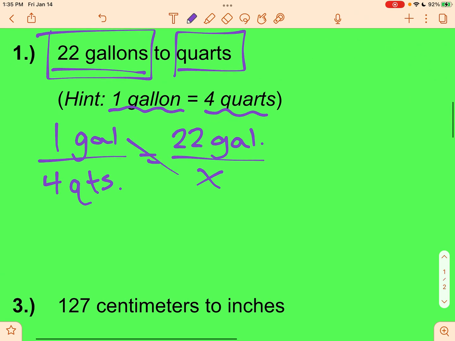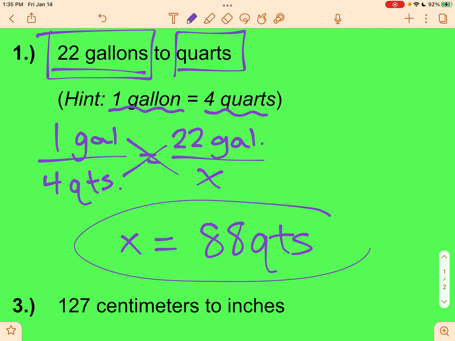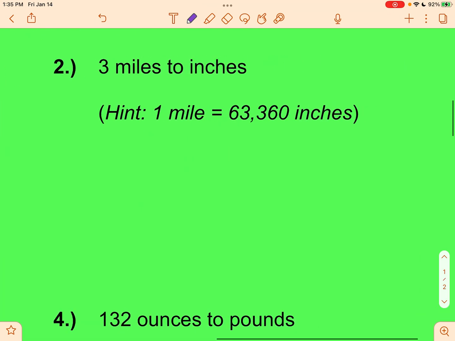So now we cross multiply. 1 times x is just x. And then 4 times 22 gives us 88. And our label is quarts. So that's all we have to do. Let's go take a look at number 2.